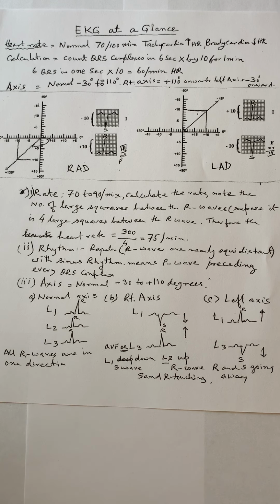Similarly you can calculate. This is right axis deviation on the first one on the left side that you see. The right side of the diagram is left axis deviation, and for left axis deviation again you have to look for lead 1. Now, where is lead 1? Lead 1 is the horizontal line 0 to 180. So in lead 1, R is positive.